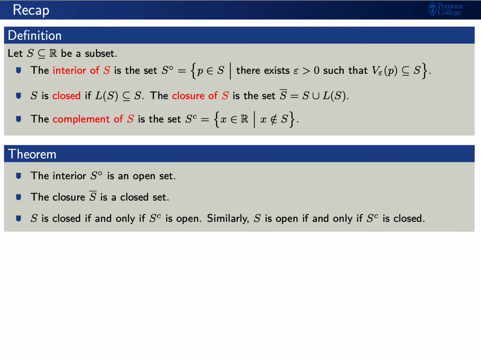The interior, S circle, is an open set. The closure, S bar, is a closed set. And S is closed if and only if its complement, S C, is open.